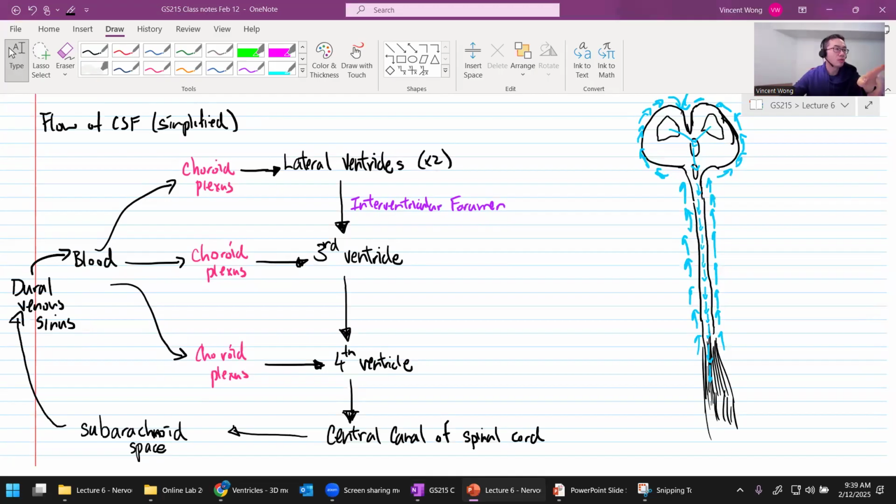Does anybody know what condition a person will have if this flow is blocked or interrupted? It starts with an H. If it happens in babies, the head gets really big. Anybody know? The name of the condition when the flow of CSF is blocked or interrupted. Could be by a tumor, could be blockade of the drainage.